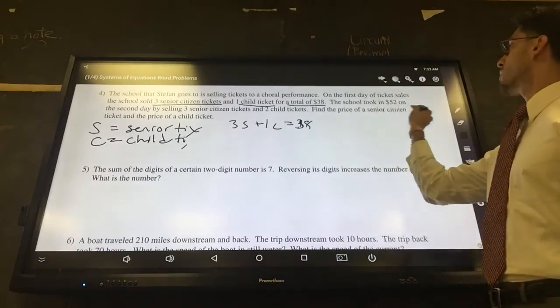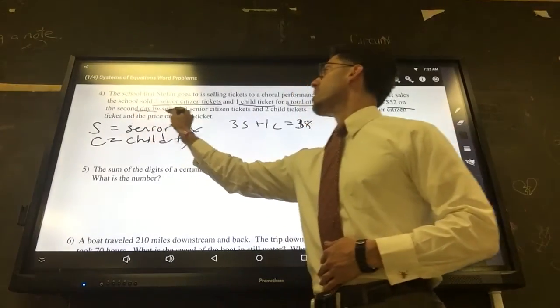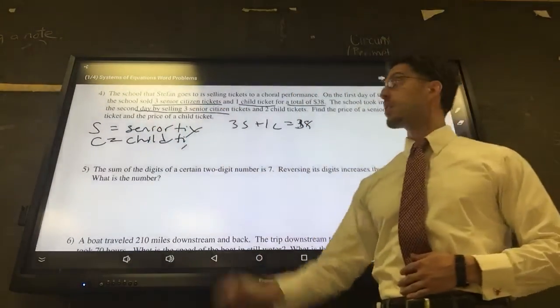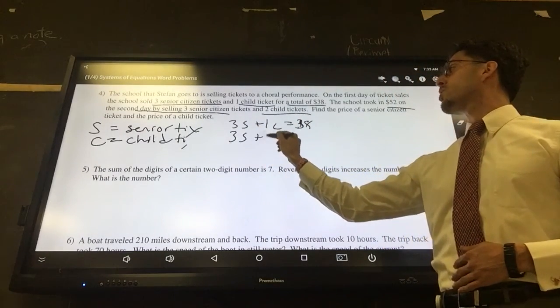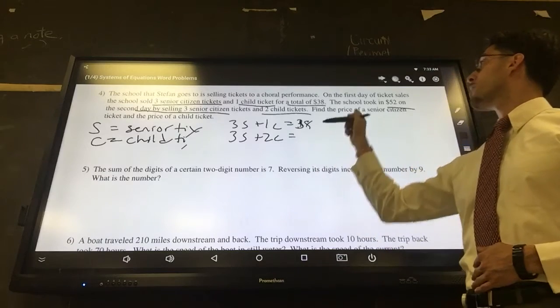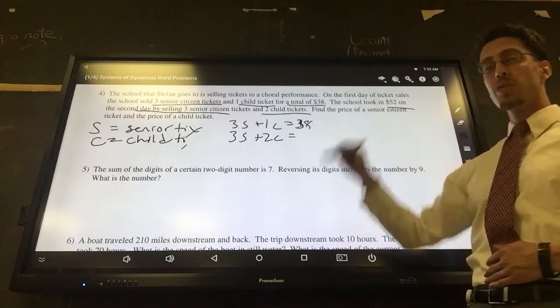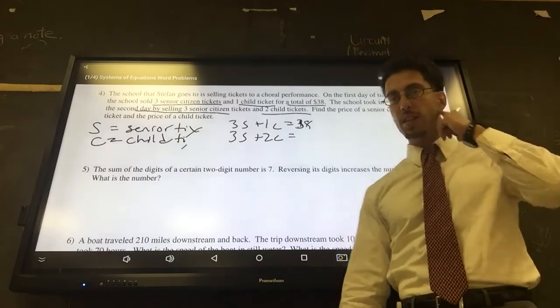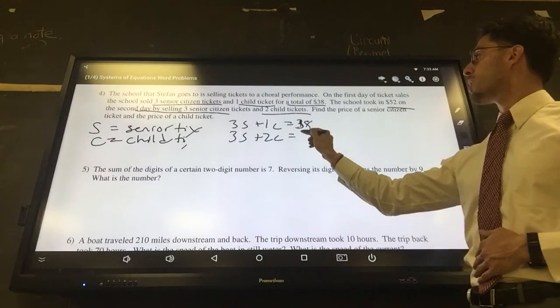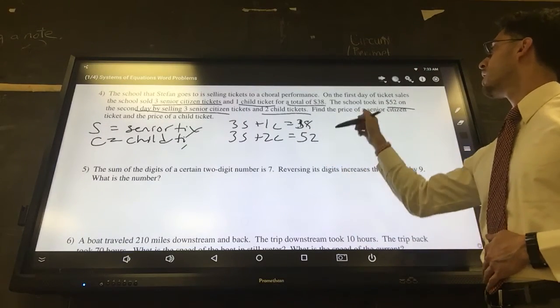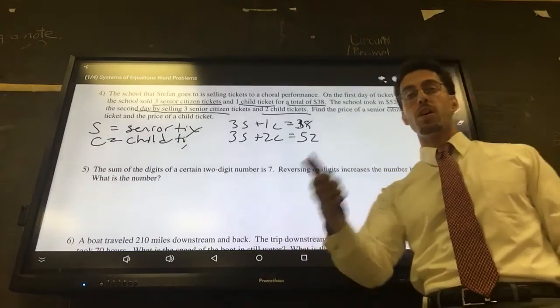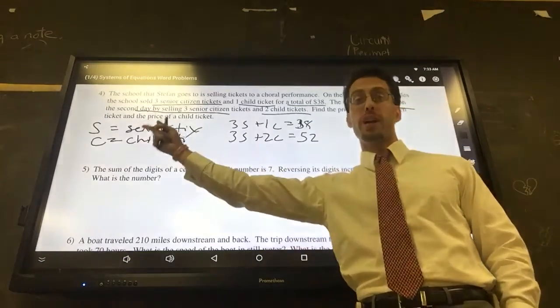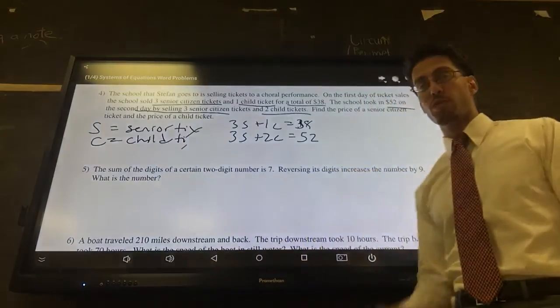Next sentence. $52 on the second day by selling 3 senior citizen tickets and 2 child tickets. And my total is, oh, I have to go backwards in this one? Those tricky guys. It's 52, in the beginning of the sentence this time. Find the price of a senior citizen ticket and the price of a child ticket. Basically, they want you to solve for x and y, or S and C, or A and B, or whatever letters you use. It doesn't matter.